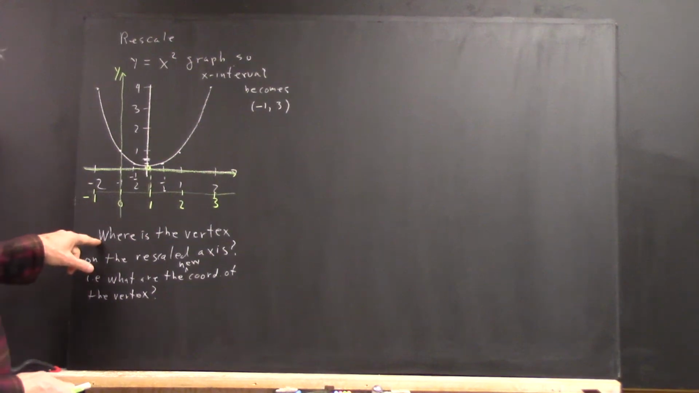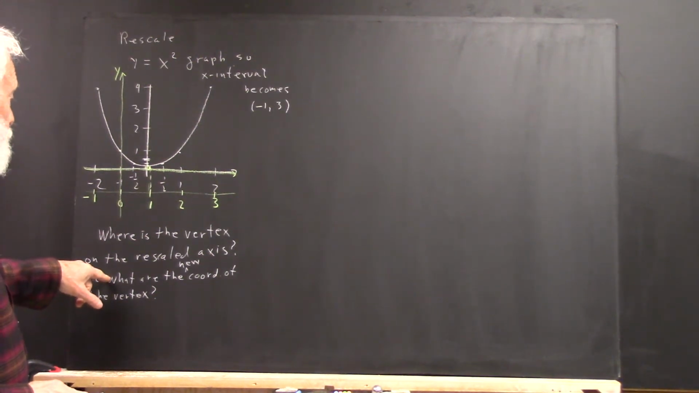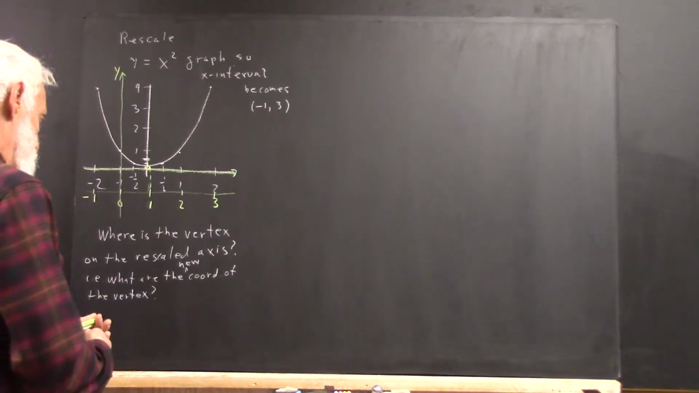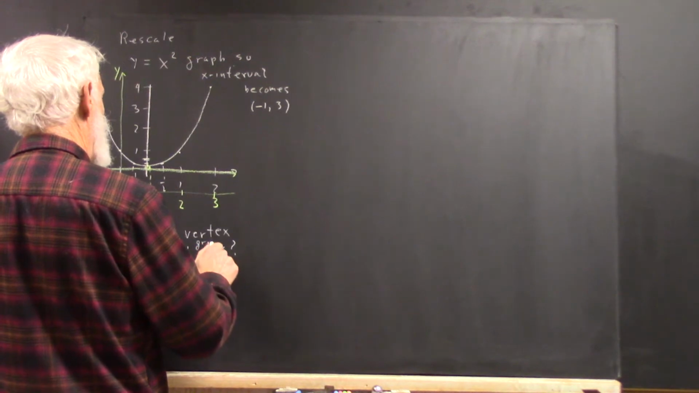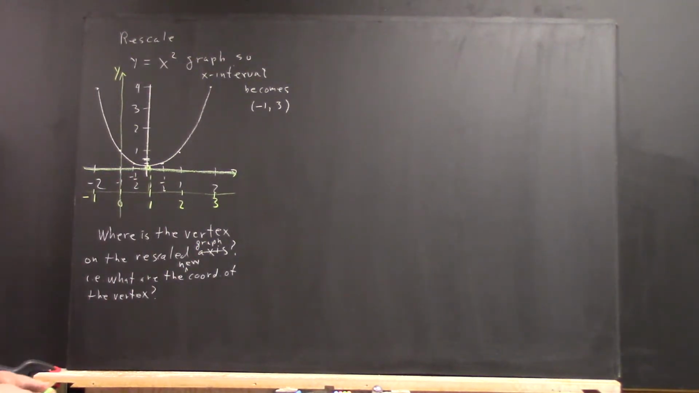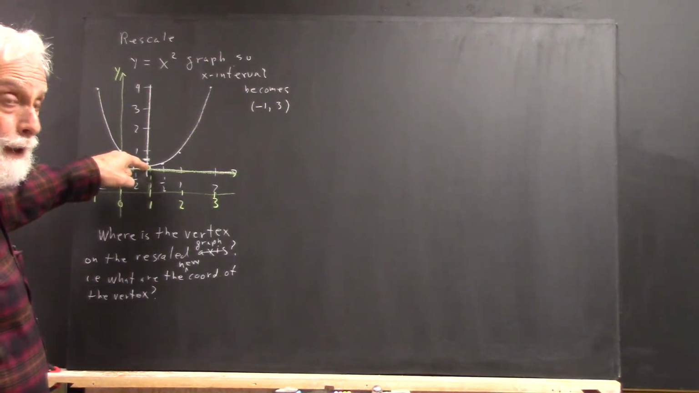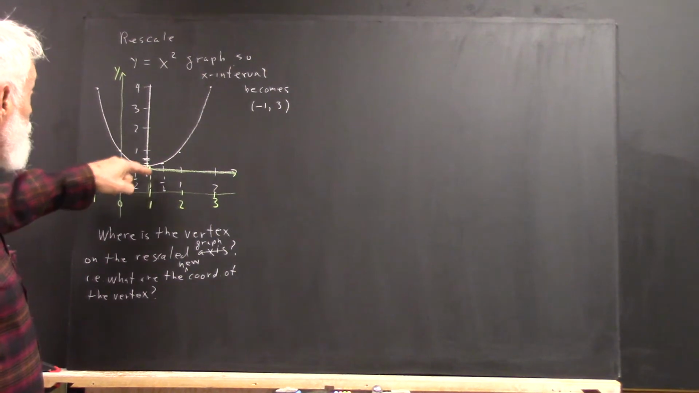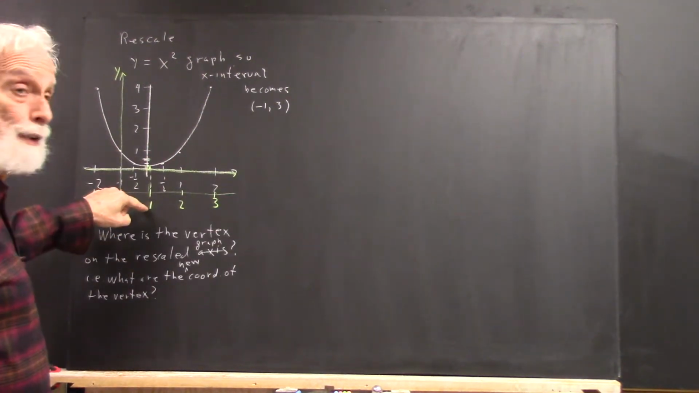My question then is, where's the vertex on the rescaled axis? And I should have said the rescaled graph. Or the rescaled set of axes, whatever. Well, vertex is here. It's no longer 0, 0 because you're on the green coordinate system. This is the point 1, 0, right?